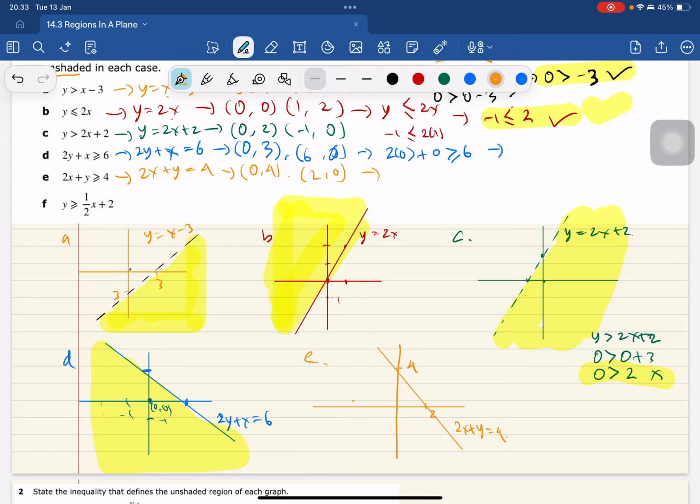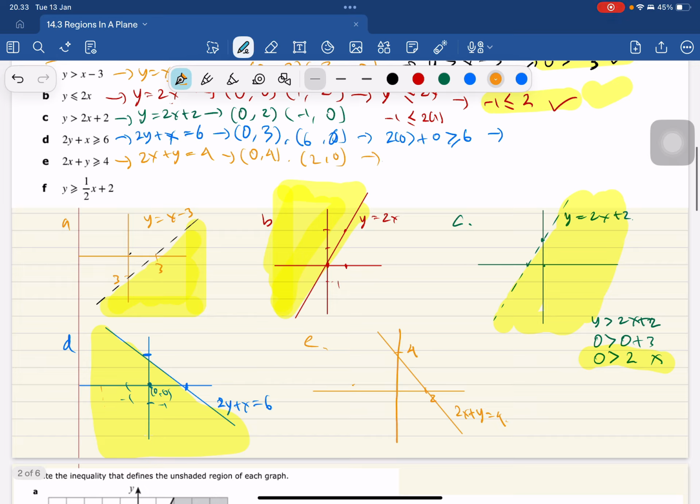So let us test the origin. When x equal to 0 and y equal to 0, this is going to be 0 bigger than or equal to 4. This is not correct. So this is the unwanted area, as it does not satisfy the inequality.